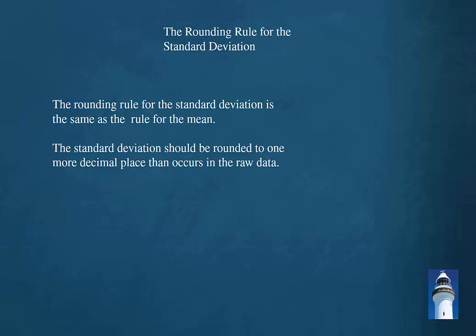The rounding rule for the standard deviation is the same as the rounding rule for the mean. The standard deviation should be rounded to one more decimal place than occurs in the raw data.